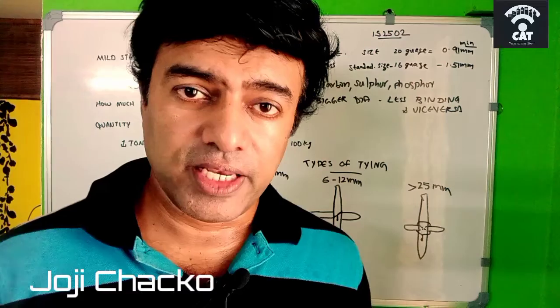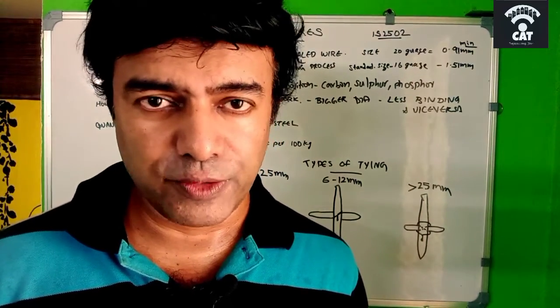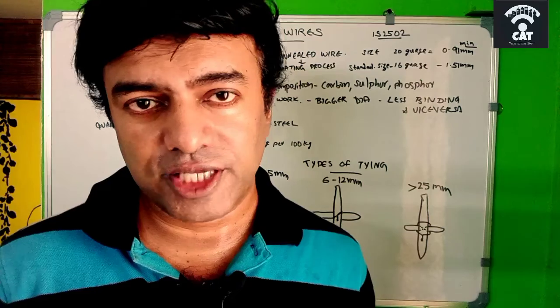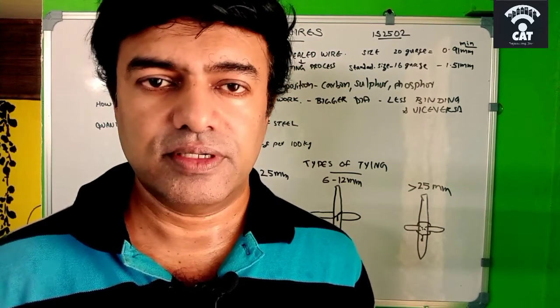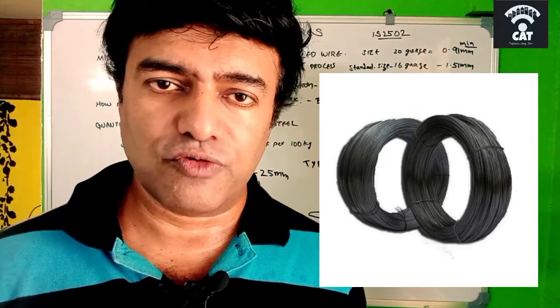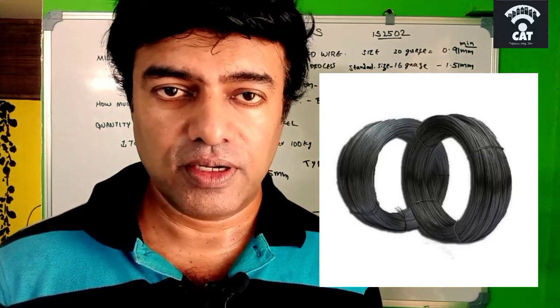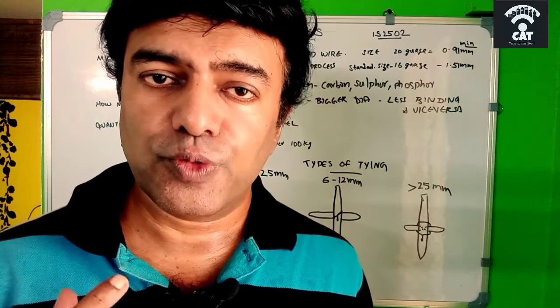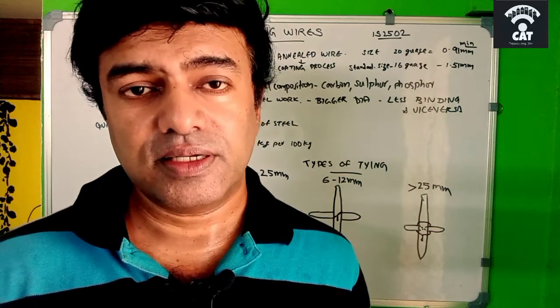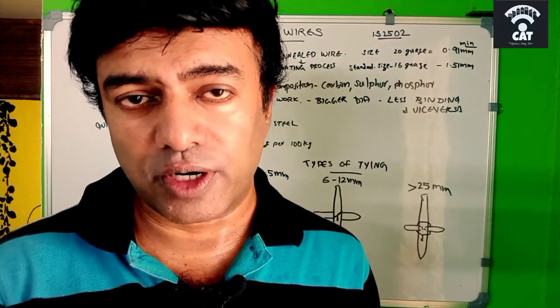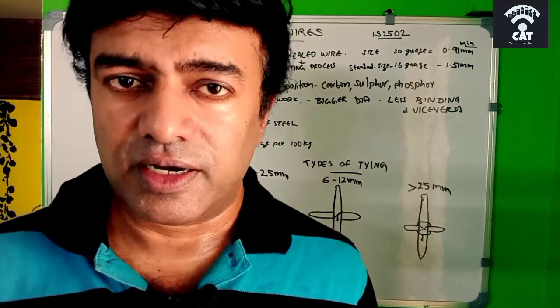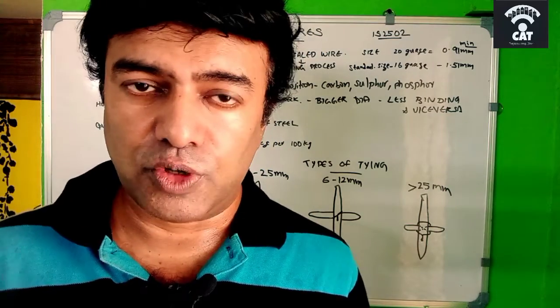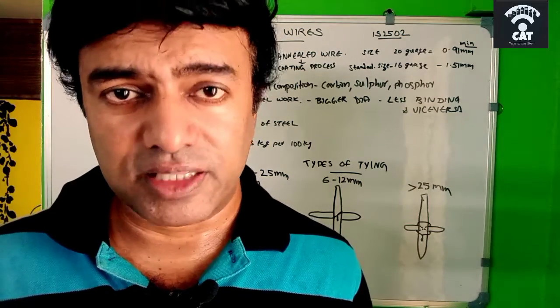Today we discuss the binding wires, or annealed wires, that we use in construction to bind the TMT bars in reinforcement. So what is the purpose of binding wires? These are small mild steel wires used to bind two TMT bars together so that they stay in the correct position. They should not relocate when the concrete gets poured over them, and also when the worker walks over the reinforcement, it should not get relocated. It should not slide away. That's the main purpose of binding wires.